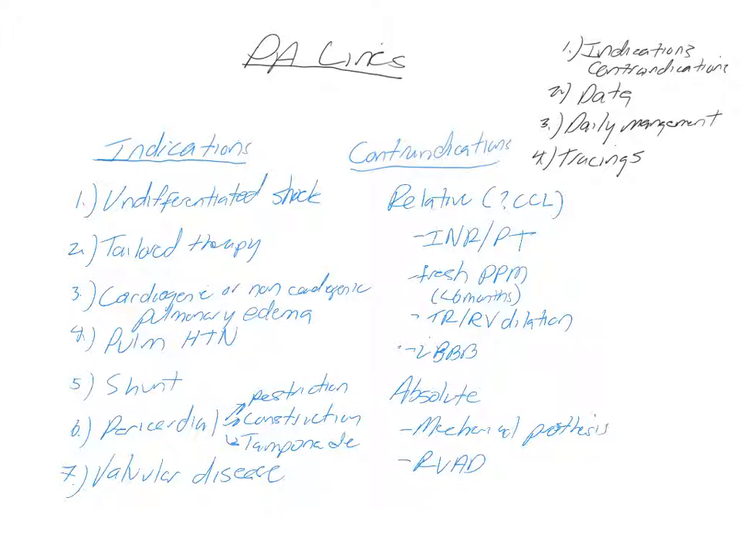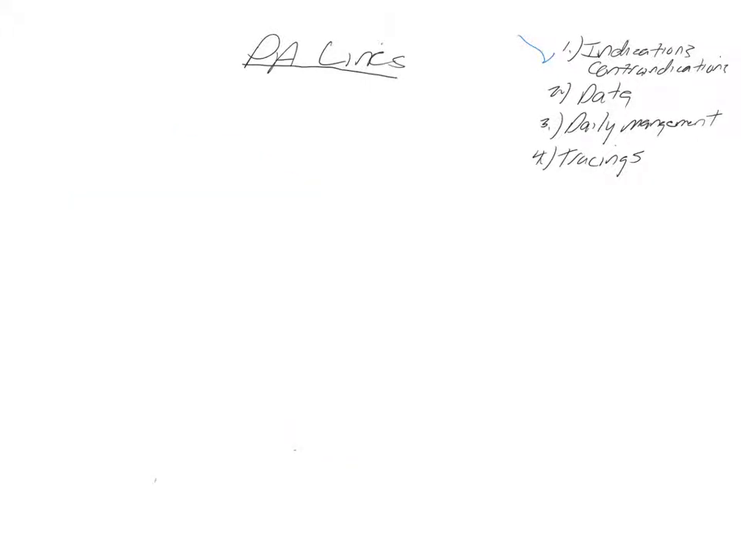So now that we've talked about the indications and contraindications to PA line placement, let's review the data that PA lines provide. There's 3 categories of data. The first is measurement of pressures. The second is saturations, particularly useful when assessing for the presence of a shunt. And then the third is cardiac output.